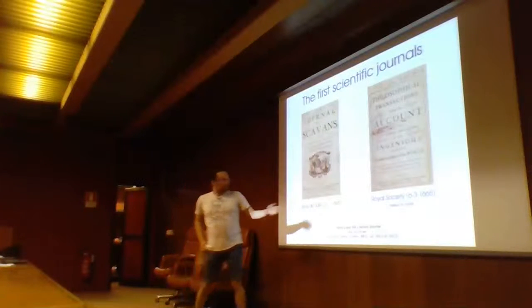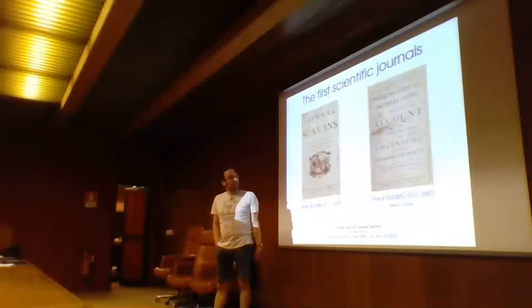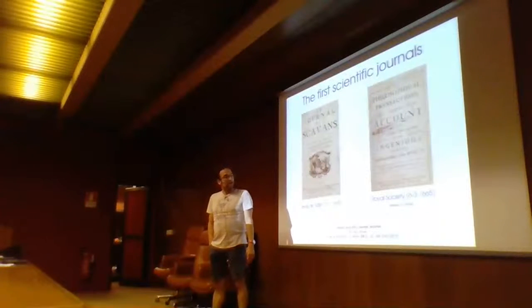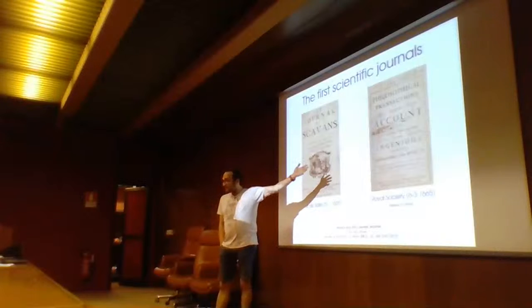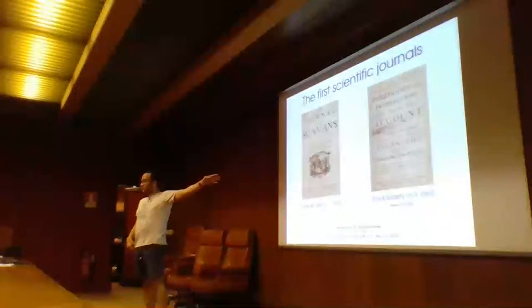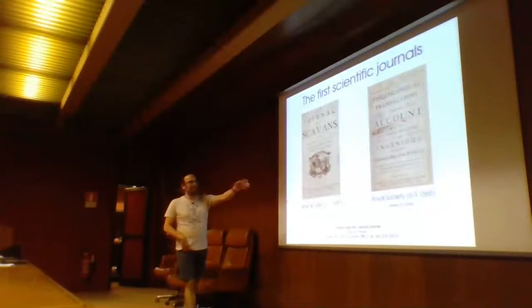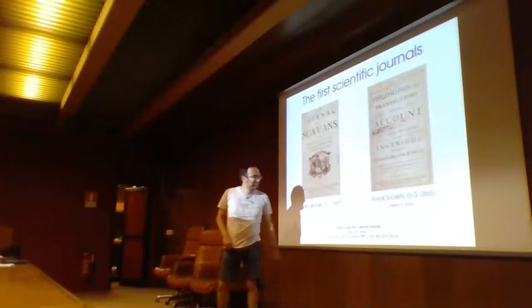The Royal Society, after a few months, opened a similar journal, the Philosophical Transactions, and that is still active. So this is the oldest active journal that exists. I also published a paper in this journal. I don't know why, but okay. Once they ask a colleague for a review, you can publish in this journal.